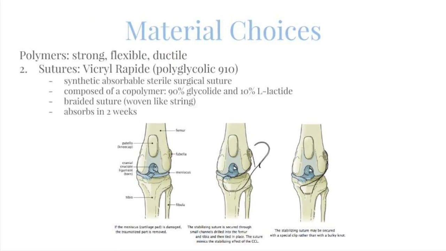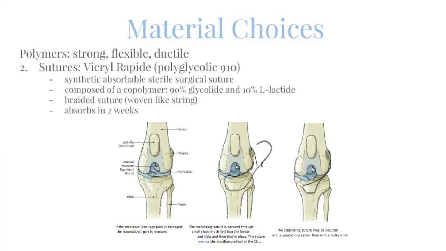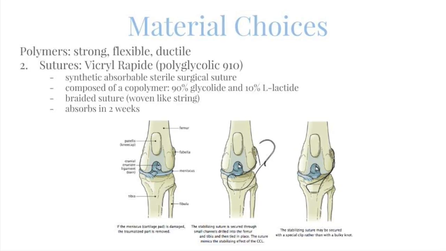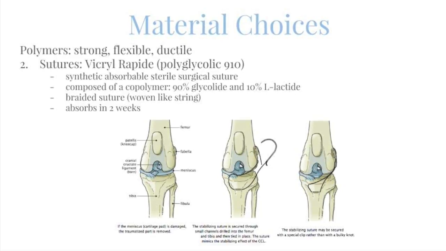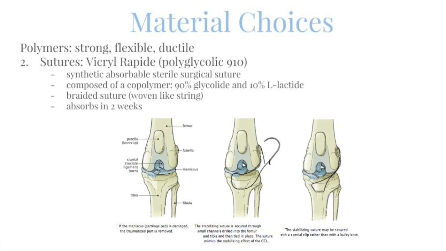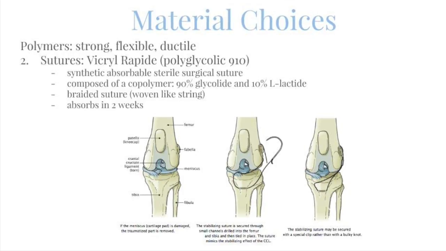Our second material choice was sutures, which were made of Vicryl Rapide, also known as polyglactin 910. It was a synthetic, absorbable, sterile surgical suture. It was composed of a copolymer, 90% glycolide and 10% lactide. It was a braided suture woven like a string that was absorbed in 2 weeks.